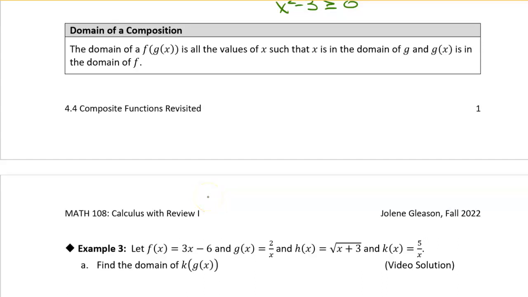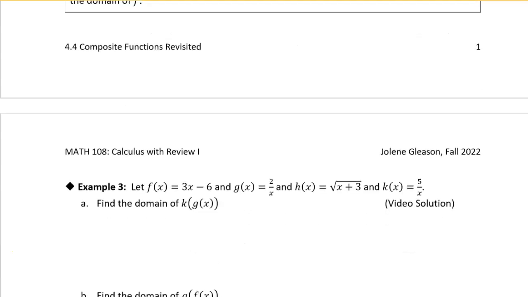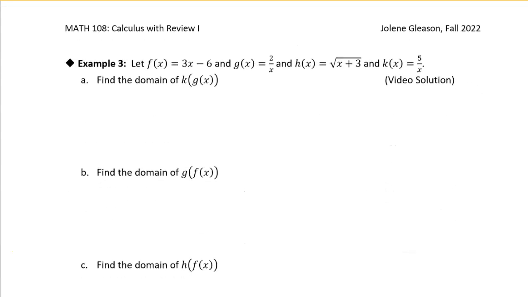All right, so let's talk about the domain of a composition. Because we're feeding x into g of x, and then taking g of x and feeding it into f of x, that means the x values that we choose have to be in the domain of g. And because g of x is the input to f, g of x has to be in the domain of f, which is a lot of words, but it makes sense. It'll probably make more sense if we look at some examples.